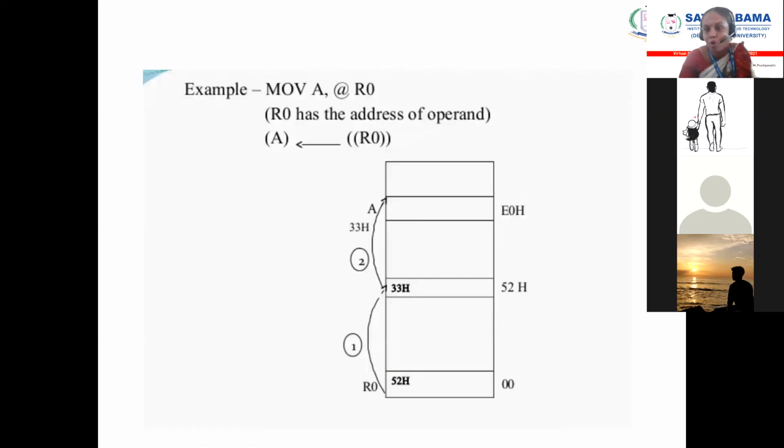I will directly move on to the instruction. Then we will come to that case. MOV A, @R0. If I put @, what does it mean? Indirect addressing mode. You say MOV A, @R0. We all know R0, what is the address? 00. I told you if I am not specifying anything, bank 0 will be selected by default. So @R0 means, what is my R0 value? 52.